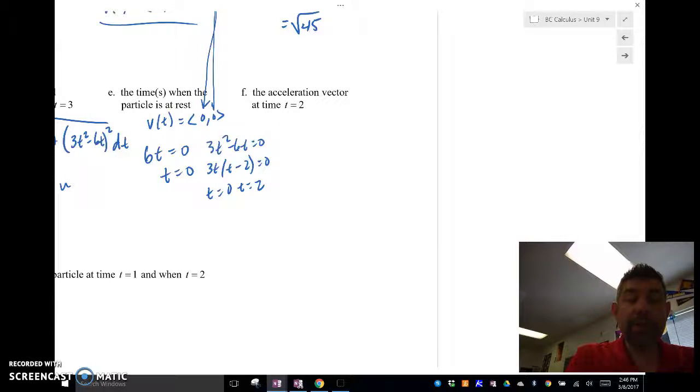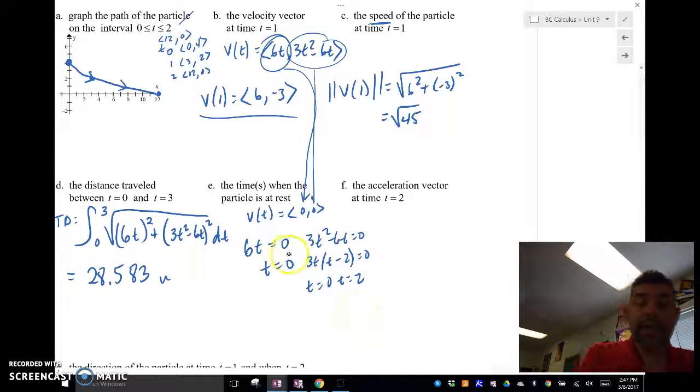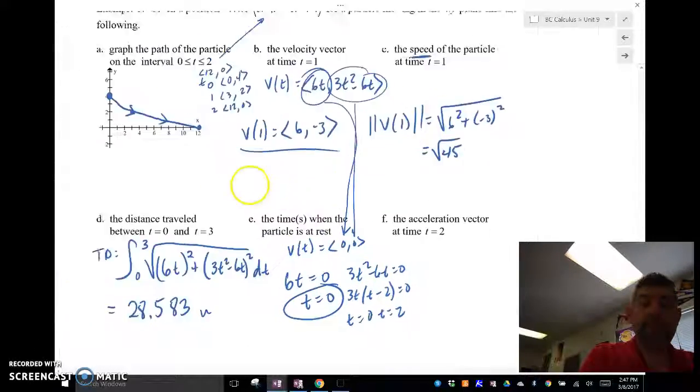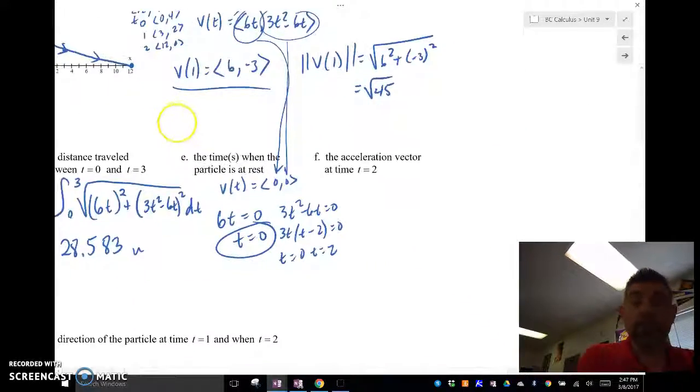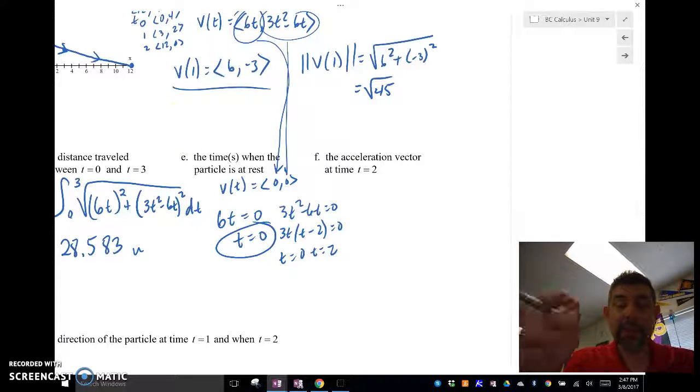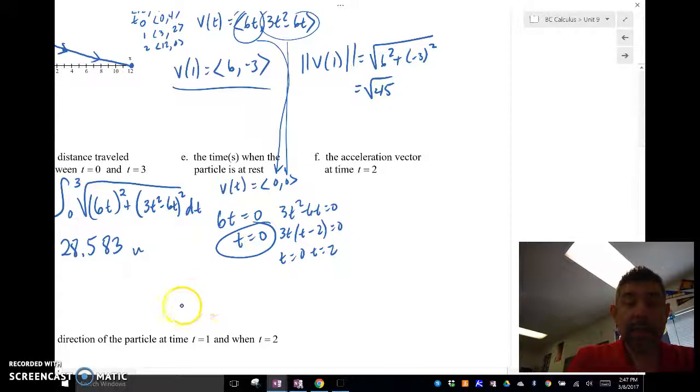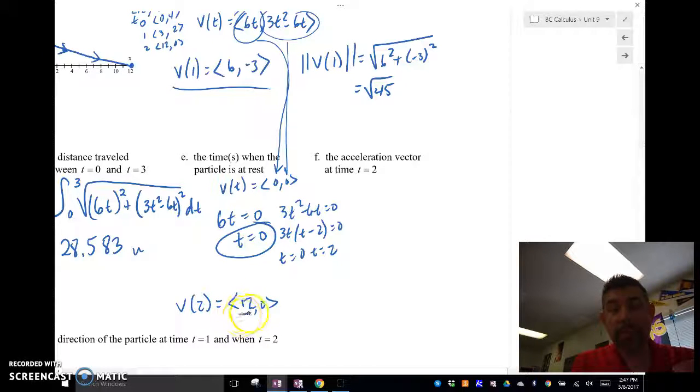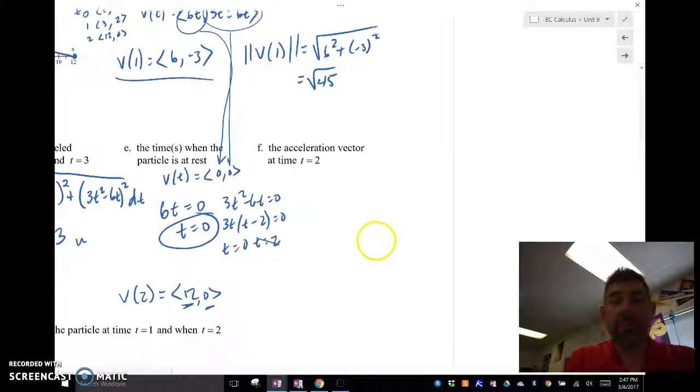All right, so the particle at time is at rest. We're going to get t equals 0. And at t equals 2, it's not at rest because when I plug 2 back into my velocity, v sub 2 is going to be 12, comma 0. Now that's not when it's at rest. In order for it to be at rest, both of these have to be 0. So the only time that both of them are 0 is at t equals 0. So 2 is not really a place where the velocity is going to be equal to 0 or the particle is at rest. Okay, so you still have to check both of them, but remember that only one of them in that case is going to work.